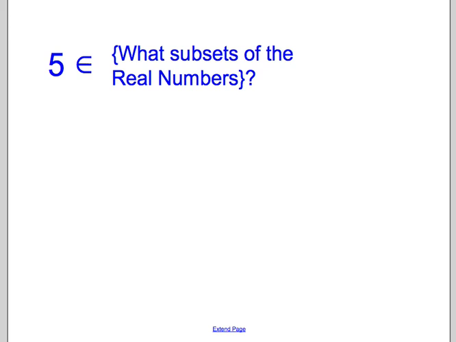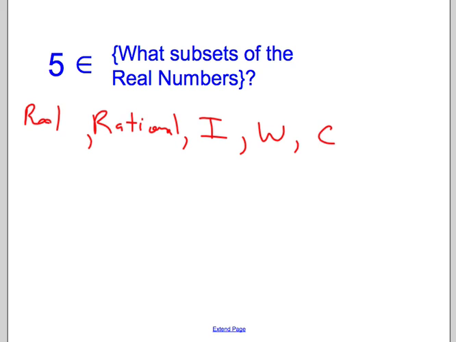Five is an element of what subset of the real number system? Well, can we write it as a fraction? Yes, so it's a rational. Oops, I need to start off. Every number is a real number, so we should always start off with the real numbers. Rational? Yes. Is it an integer? Yes. Is it a whole number? Yes. Is it a counting number? Do we use it to count with? Yes. So counting or naturals, depending on what you have.